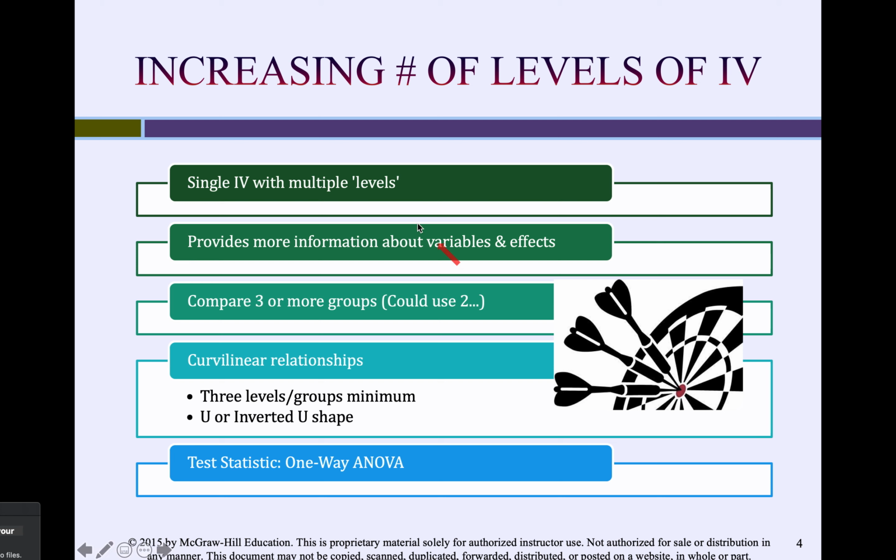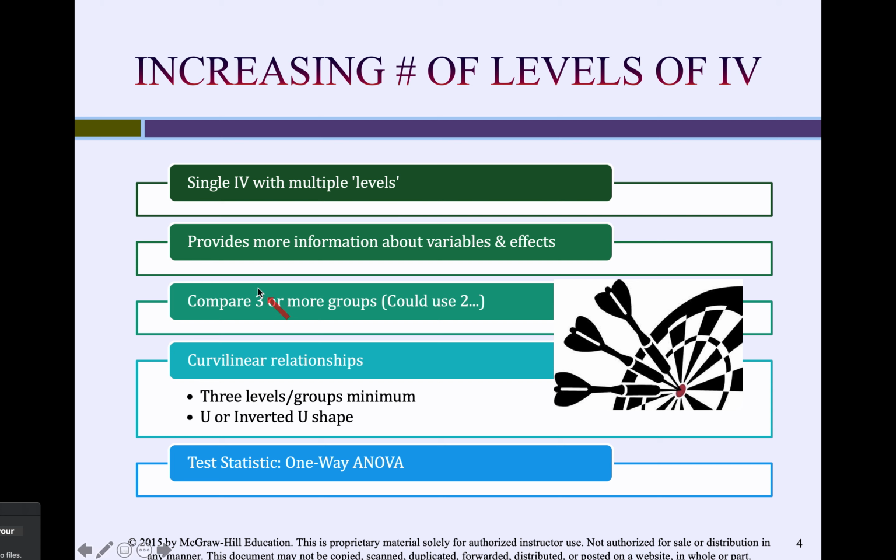So sometimes we have these different designs where we increase the number of levels of the independent variables. So you have a single independent variable, but it also has multiple levels. So there's multiple levels within the independent variable. When you add more levels to an independent variable, it provides far more information about the effects of those variables on the dependent variables, right? So it provides way more information than if you just had a single level of the IV.